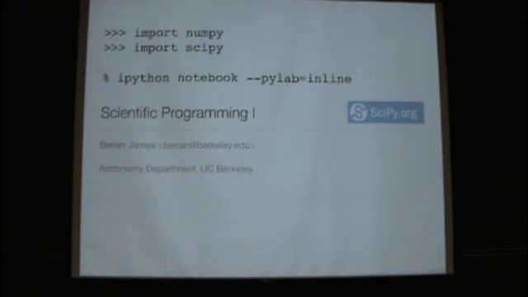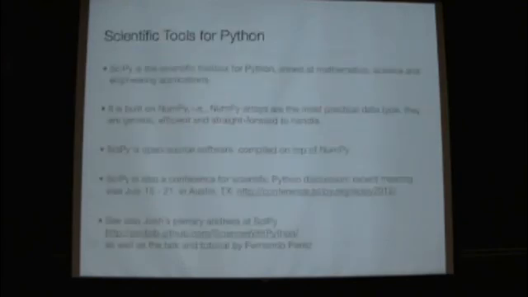This is the main website for SciPy, scipy.org, so you can open that in your browser and have a look. SciPy is the scientific toolbox for Python. It's aimed at mathematics, science, and engineering applications. It's built on top of NumPy. It's included in the Python distribution. The reason it's built on top of NumPy is that NumPy arrays are the most practical data type to use in this sort of data analysis. They're generic, they're efficient, and they're straightforward to handle within Python. SciPy is open source software and is compiled on top of NumPy.